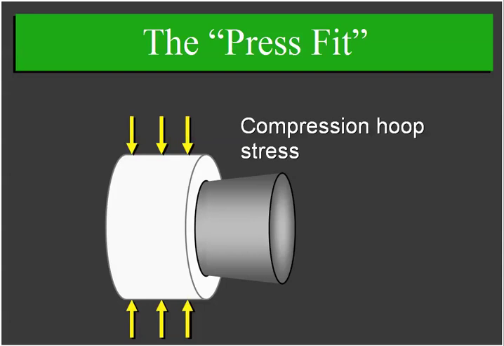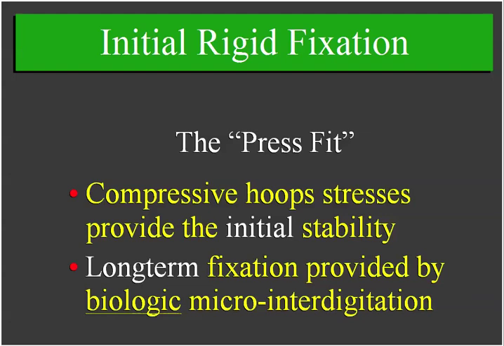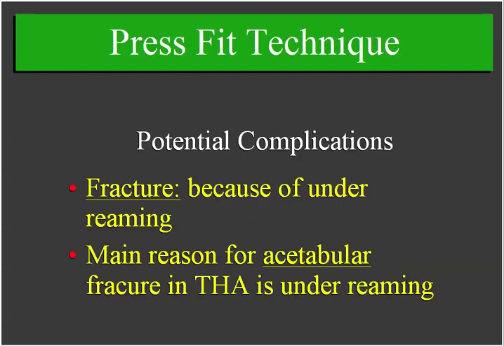If you don't have the proper method for fixation, you don't have the correct porous coating, those hoop stresses will relax over time after about 4 to 6 weeks, and your stem will settle. So what you're betting on is during that time of your compression hoop stresses that the bone will grow into the prosthesis and remain stable. So your initial rigid fixation is the press fit. Your long-term fixation, though, is the biologic microinterdigitation of that bone into those pores. So the compressive hoop stresses just provides the initial stability. That's why it is a technique to provide the long-term fixation.